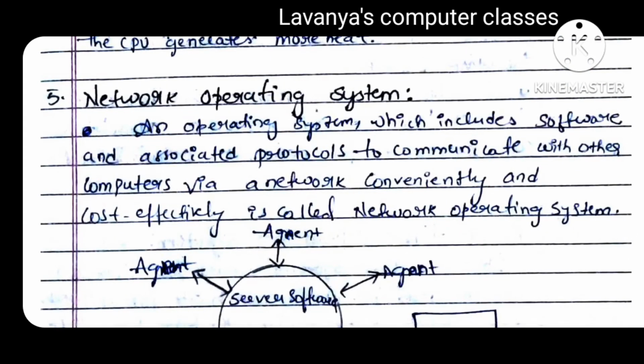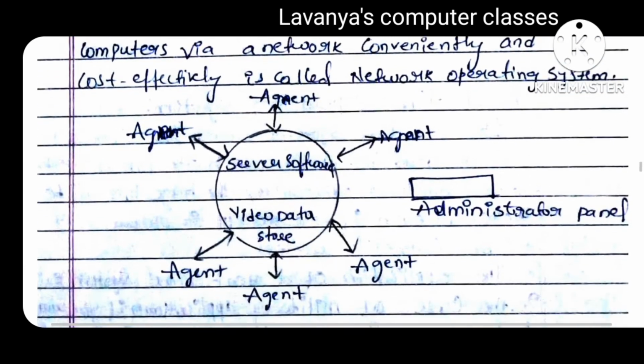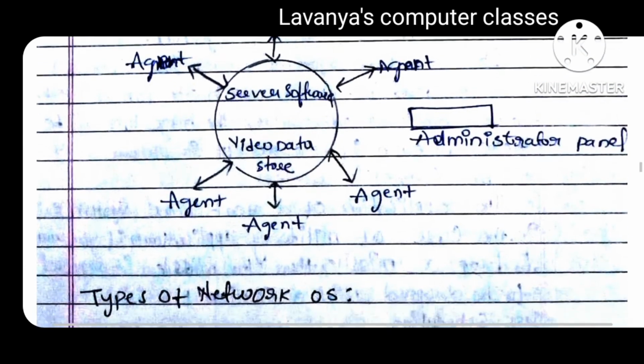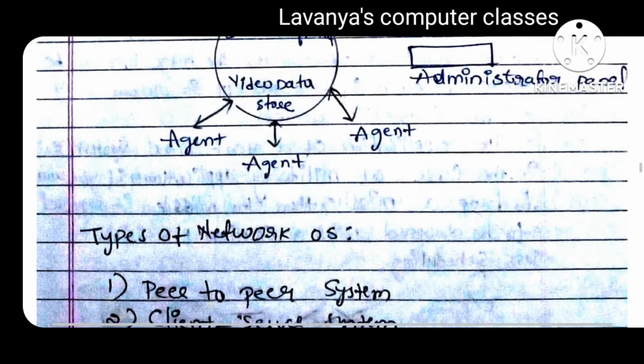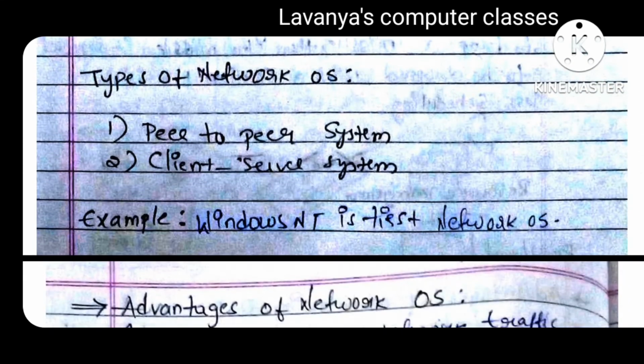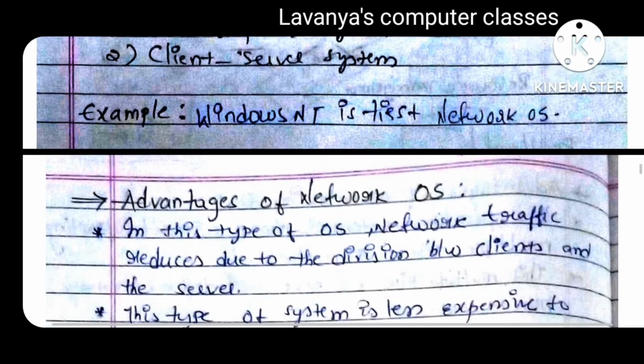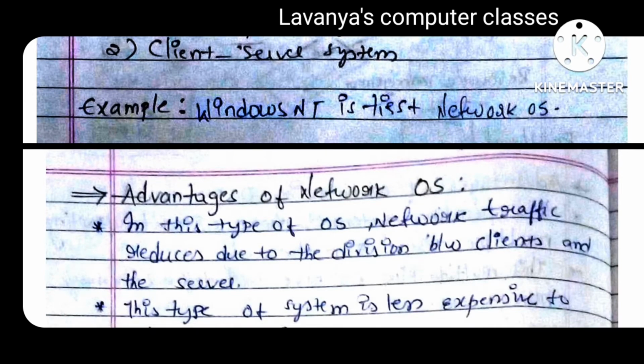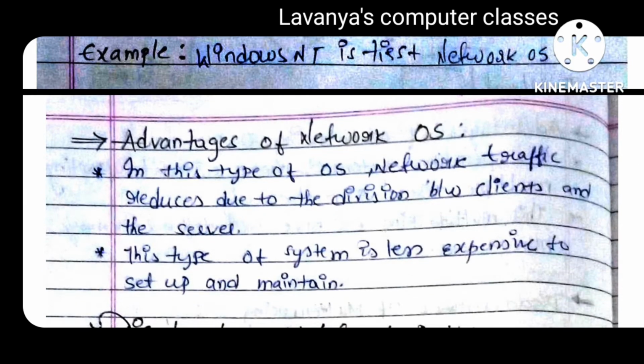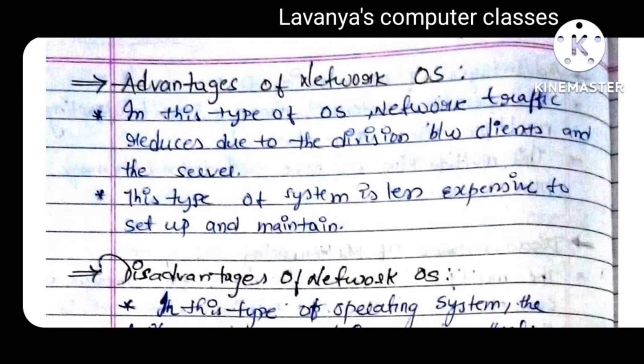Next one is network operating system. Types of network operating systems: peer-to-peer system, client-server system. Advantages and disadvantages of network operating system.